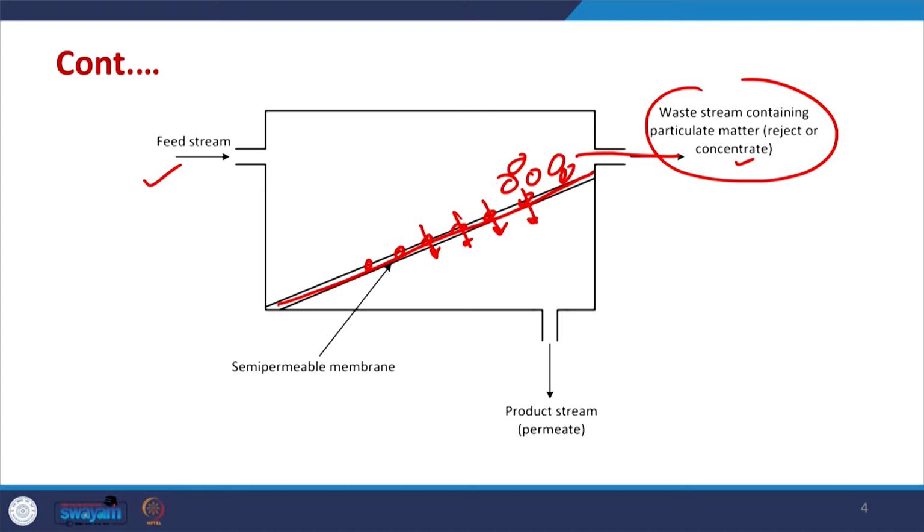Now, the water which has passed will be the product stream, which will contain very little amount of pollutants and other things, as they are getting removed. So, this is how a membrane process works. This is a schematic diagram of a membrane process, showing how they work.